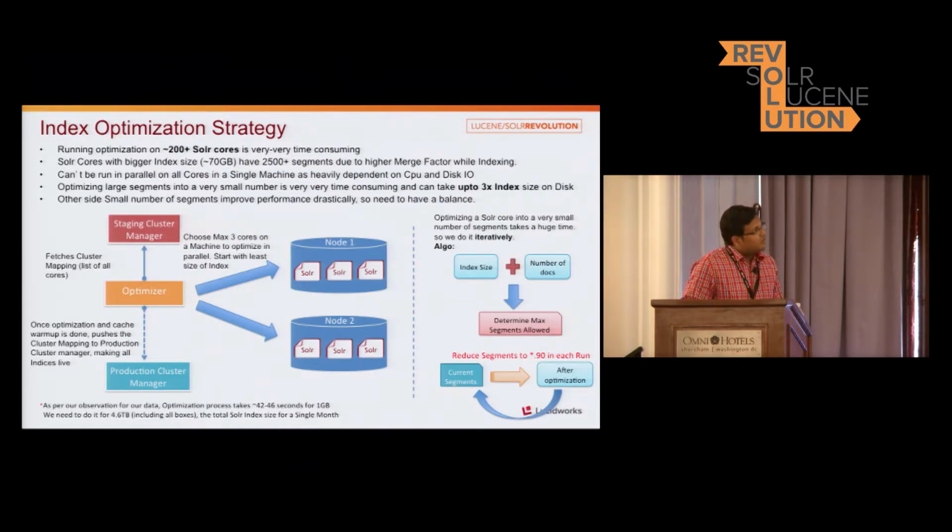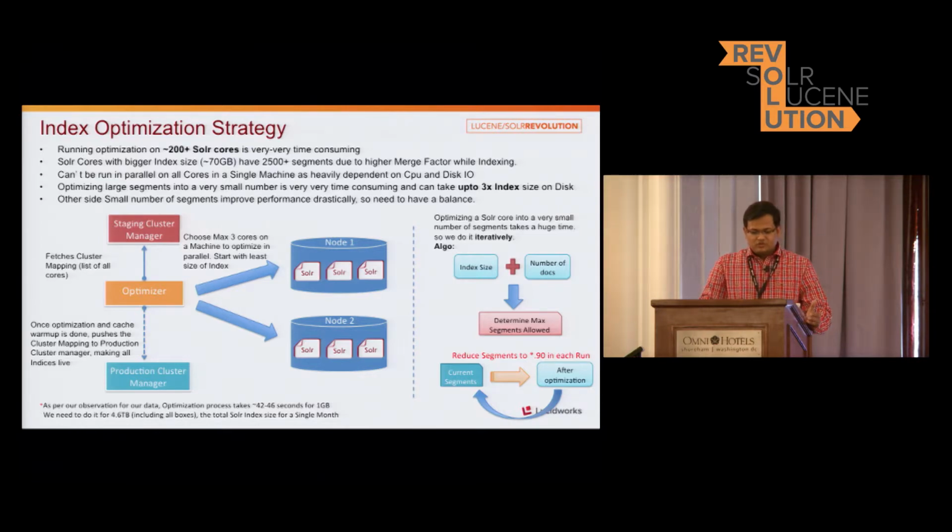Now we have one more interesting thing: we run optimization. We run optimization on around 200 Solr cores. For each month we have around 200 Solr cores, and when we try to run optimization on them, it takes a huge time, almost 3 days. Some other cores have an index size of around 70 gig and 2500-plus segments, and running optimization on 2500 segments takes a huge time.